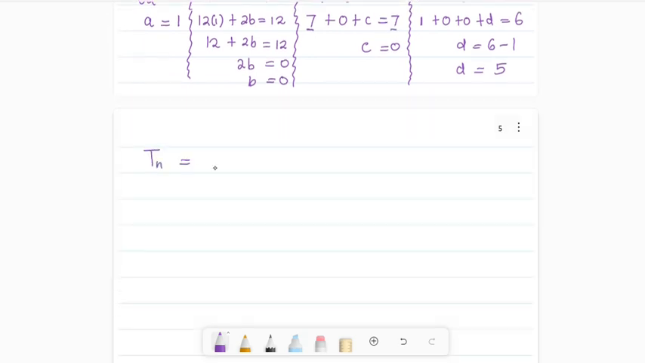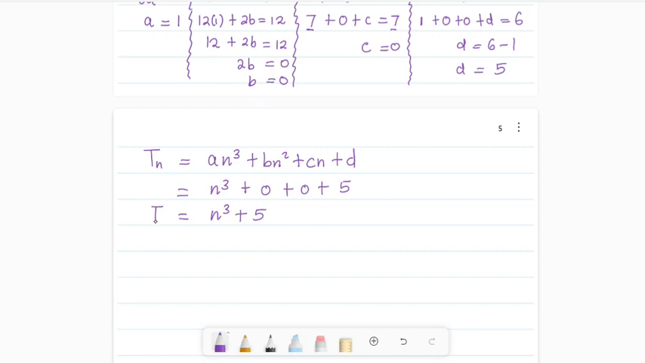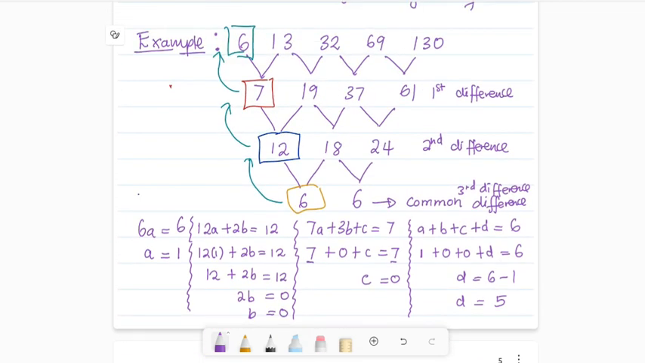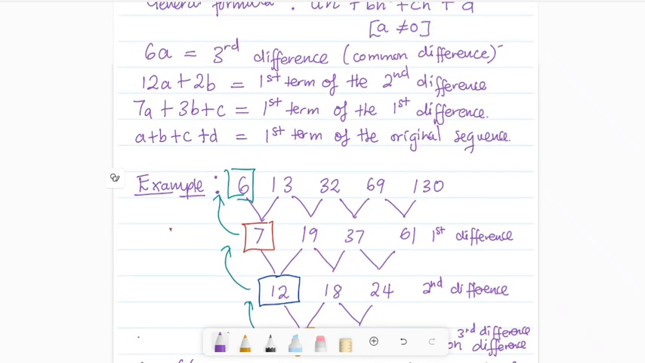So we are done with this. Now we can say the general formula for the nth term, Tn, is given by an cubed plus bn squared plus cn plus d. So a is 1, so I have n cubed here, plus 0 plus 0 plus 5. Then that means my answer is n cubed plus 5. So this is a cubic sequence. This is how we find the nth term of a cubic sequence.